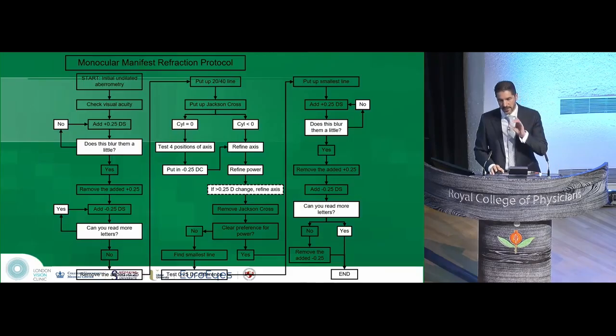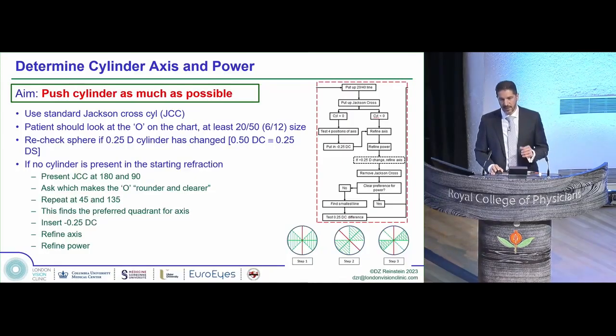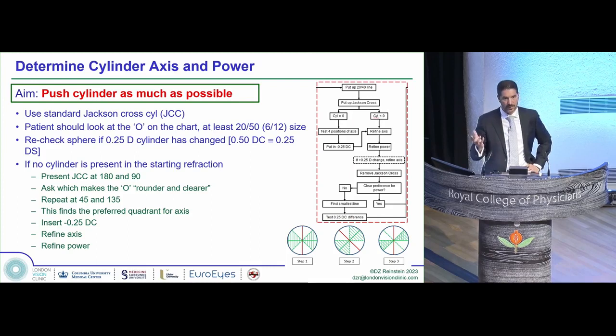Okay. The next step would be to look at the cylinder axis and the power, and there you put up the Jackson cross, you refine the axis, and then you push as much of the cylinder power as you can. Just remember that if you change 0.25 diopters of cylinder, you want to go back at the end and make sure you refine the axis again a little bit more. So if you actually end up adding more power to the cylinder, then just go back and double check the axis because it'll be a little sharper for them.